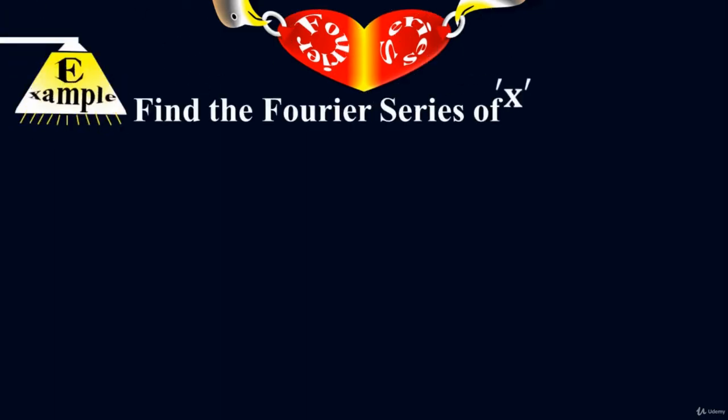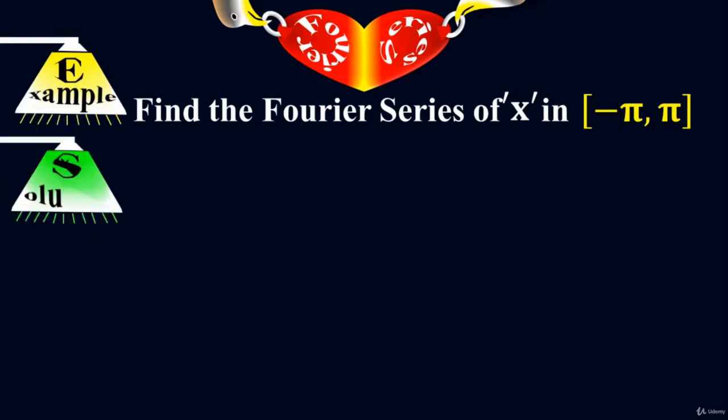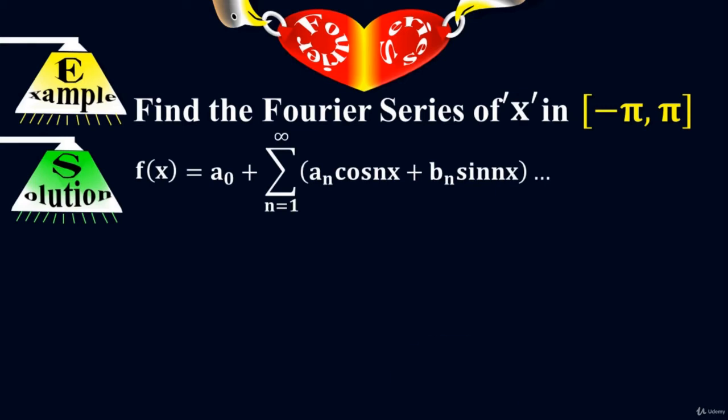Let me solve a problem to find the Fourier series of an odd function. Example: find the Fourier series of x in the interval from minus pi to plus pi. X is my function f of x. Solution: this is my Fourier series formula. My given function is x, which is f of x.